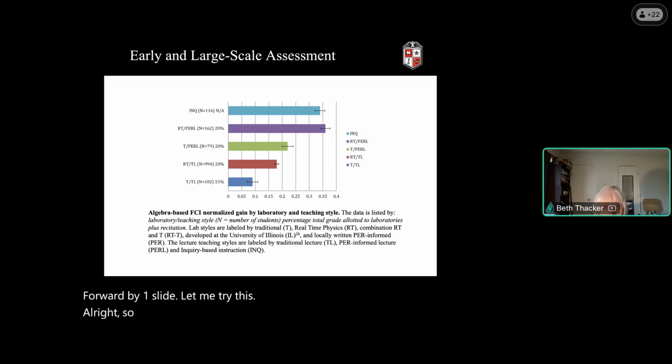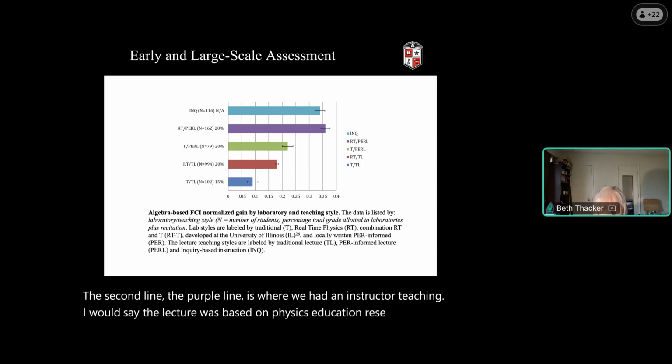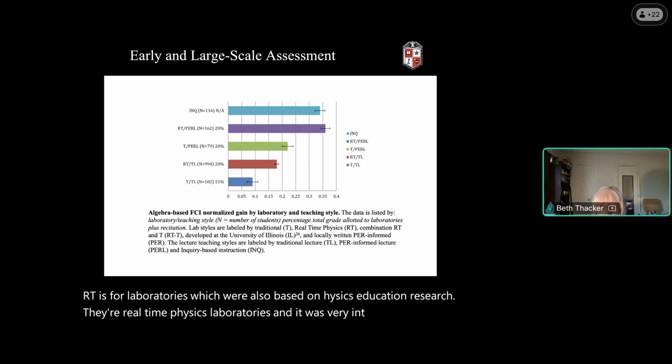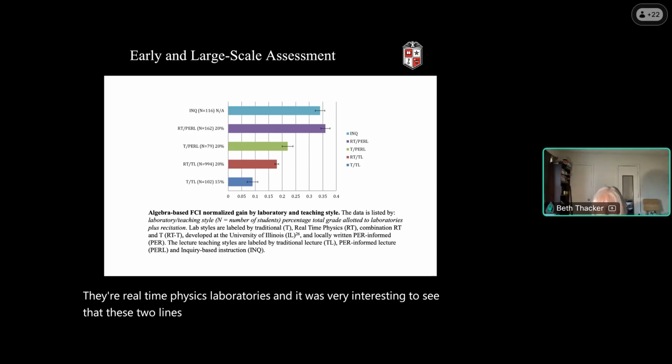So this is what happened in the algebra-based courses. So the inquiry class is the top one. The second line, the purple line, is where we had an instructor teaching. I would say the lecture was based on physics education research, and the RT is for laboratories, which were also based on physics education research. So they're real-time physics laboratories. And it was very interesting to see that these two lines were not distinguishable, basically, if you look at the uncertainty. And the others were either traditional lab or traditional lecture.